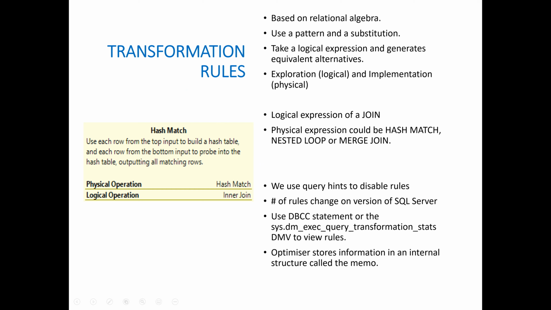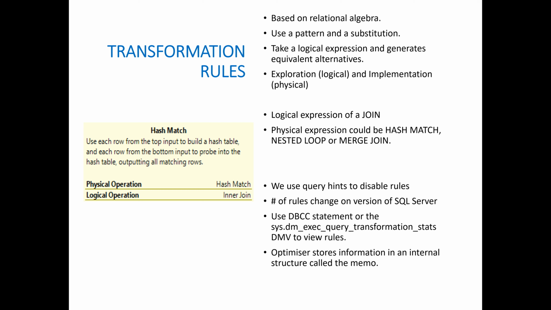There we can see the tooltip text of a hash match operator, where we have the logical operation and the physical operation. We can use query hints to disable rules. That's actually what happens when we use a hint. It doesn't just force something, it actually disables the rules underneath. The number of rules can change depending on the version of SQL Server. So it's interesting to see, not just between 2008 and 2017, but also the difference from, say, a CTP release to the latest release of a production version.